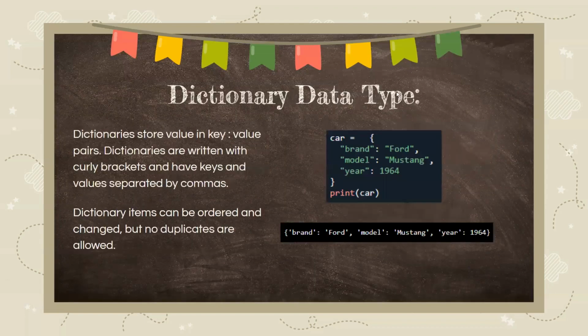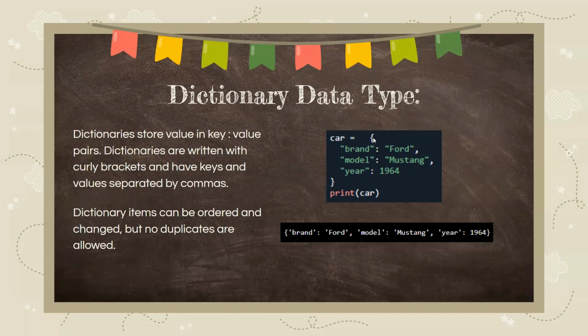Now we have the dictionary data type. Dictionaries store values in key value pairs, so they're very similar to lists, but not quite exactly. Dictionaries are written with curly brackets and have keys and values separated by commas. Dictionary items can be ordered and changed, but no duplicates are allowed. So you can see an example right here.